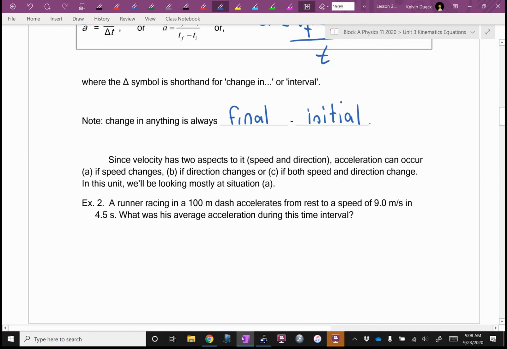Because velocity is a vector and it has 2 aspects to it, speed, magnitude, and direction, acceleration can occur if your speed changes. That's the one most of you are familiar with in a car. If the direction changes, going around a corner at a constant speed, or both, if you're speeding up and changing direction, going around a corner while speeding up or slowing down. In this unit in Physics 11, we'll be mostly looking at situation A. In Physics 12, we'll do an entire unit where we're looking only at situation B, called circular motion. When you're going around in a circle, your direction is changing, therefore, you are accelerating.